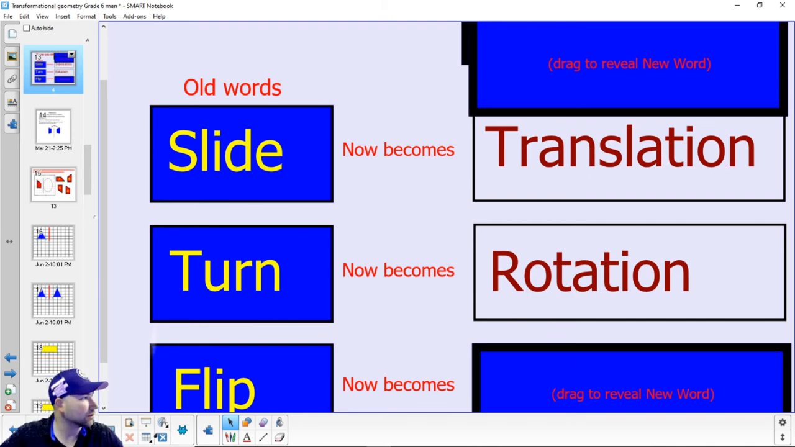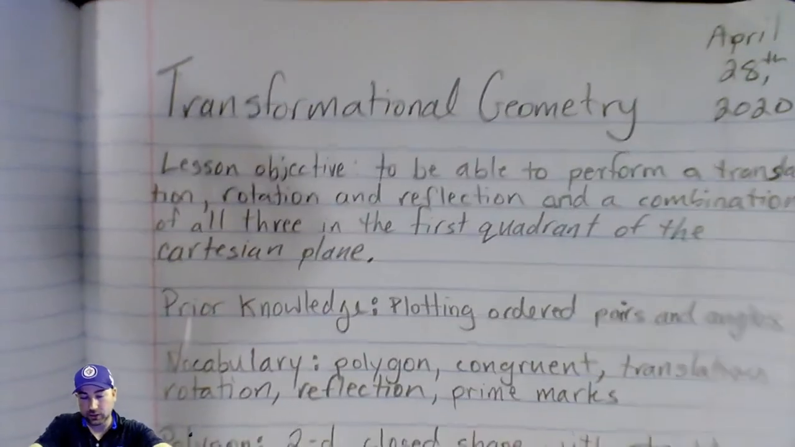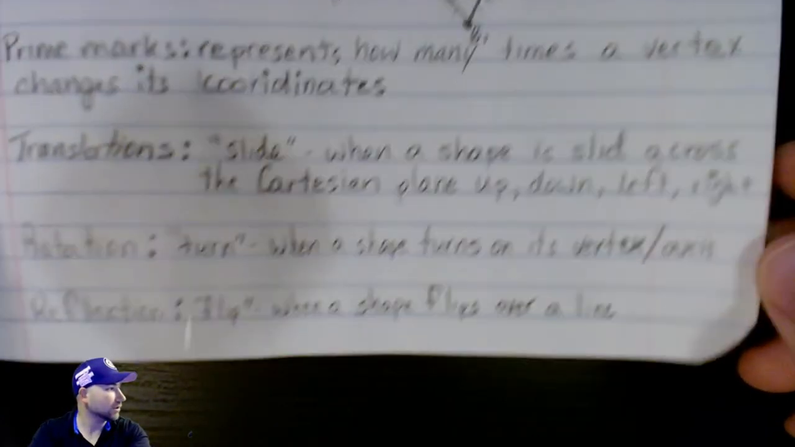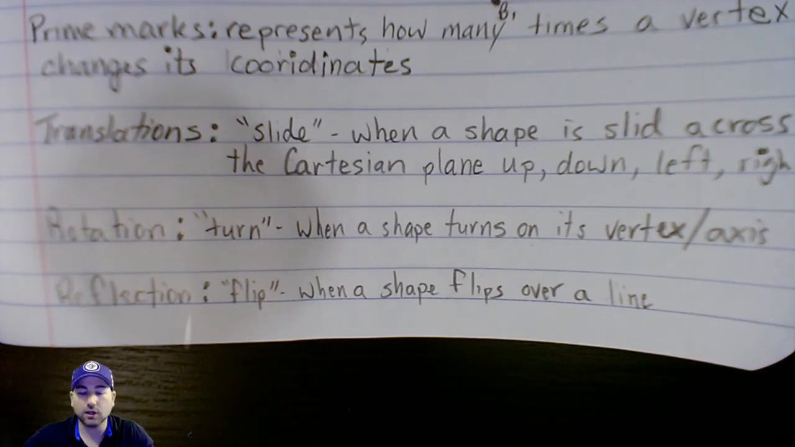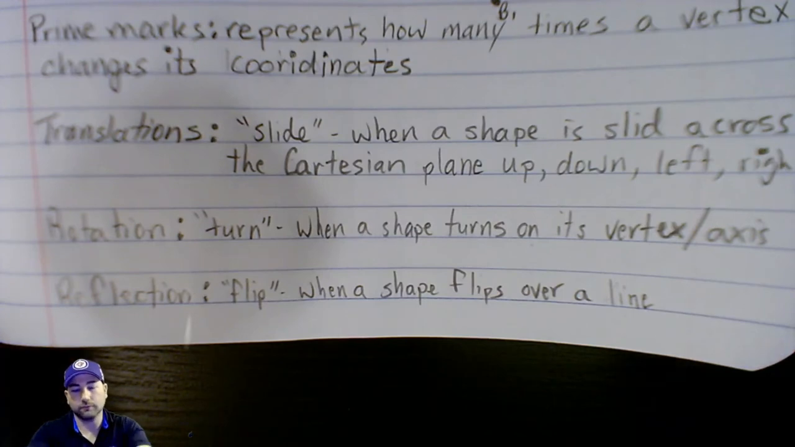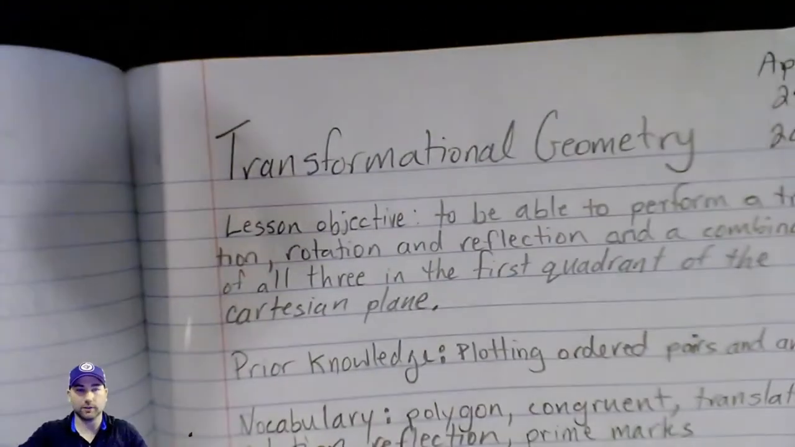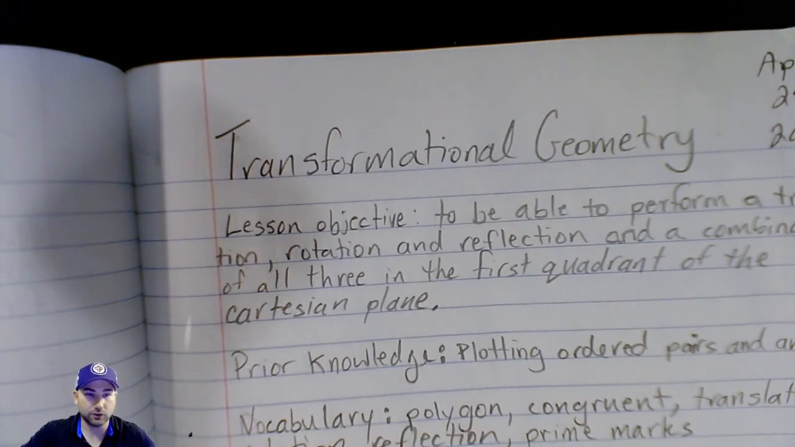So going back to our notes, we are going to write down rotation. As you can see here, it's a turn. When a shape turns on its vertex or axis. So when a shape turns, rotates on its axis. Okay, very important to remember that. So that is the next part of our vocabulary. Make sure you write that down, and I will give you some examples.